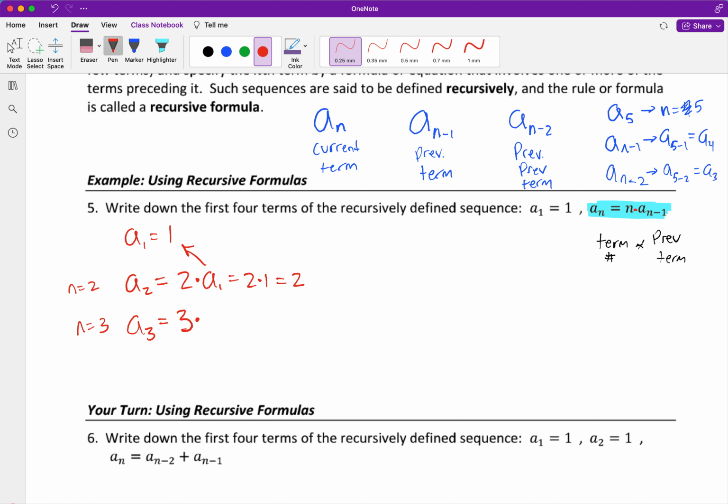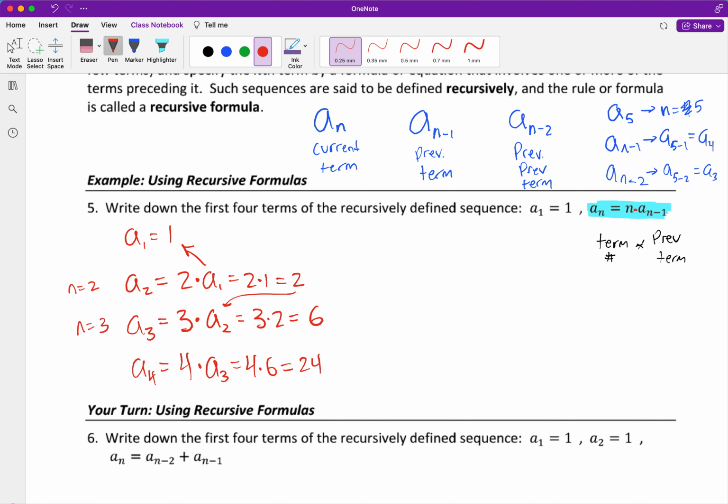So I'm going to be doing A3 minus 1, so A2. So I'm doing this times A2. And we know that A2 is really 2. So I'm going to get 3 times 2, which is 6. So it's not just that n ends up being the output. It does change. And if I keep going and do A4, the term number is 4, and I'm multiplying it by the previous term, A3. So that's going to be 4 times 6, which is 24. And then we could keep going.